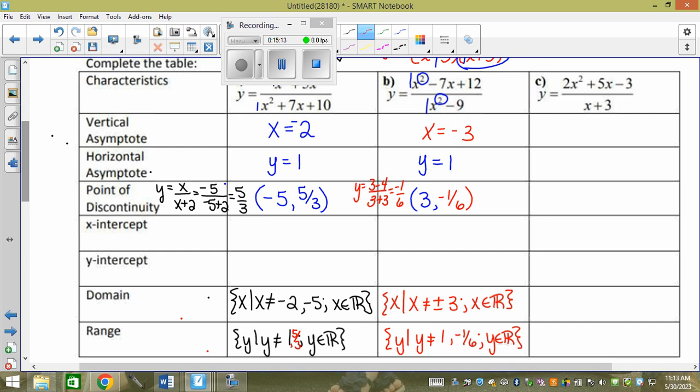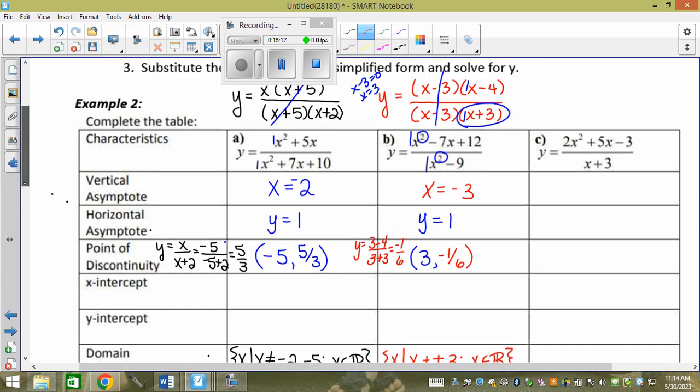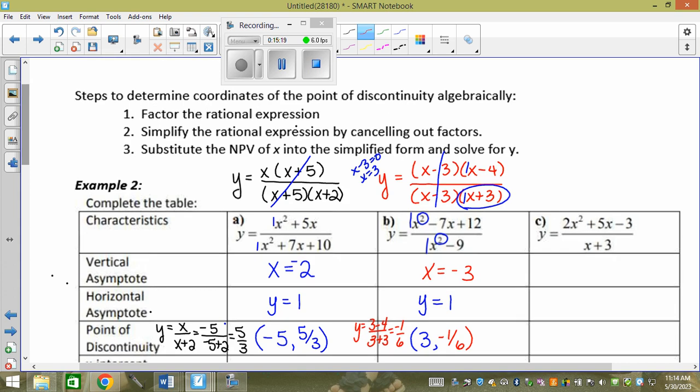This one here, we have y equals 2x squared plus 5x minus 6. So we have to do decomp. So it's going to be 2x squared plus 6x minus 1x minus 3. Take out a 2x, we're left with x plus 3 minus 1, x plus 3. So our factors are 2x minus 1 and x plus 3.